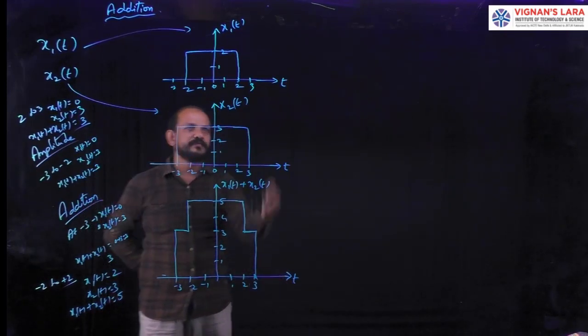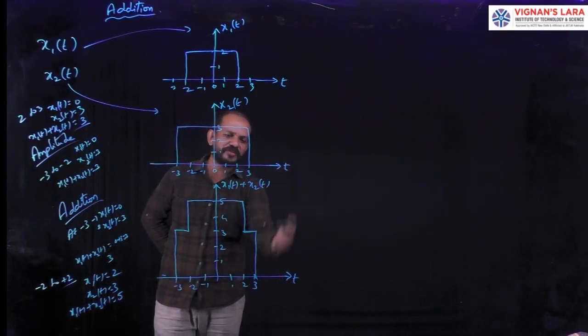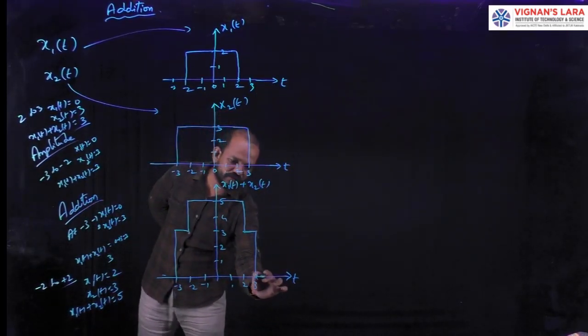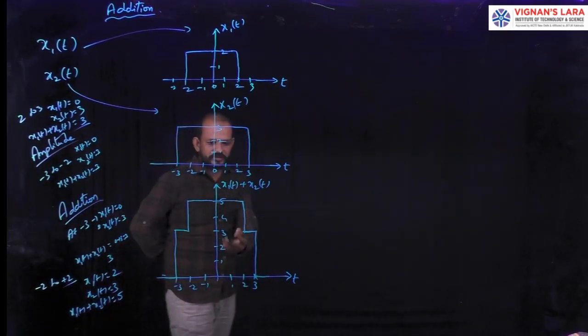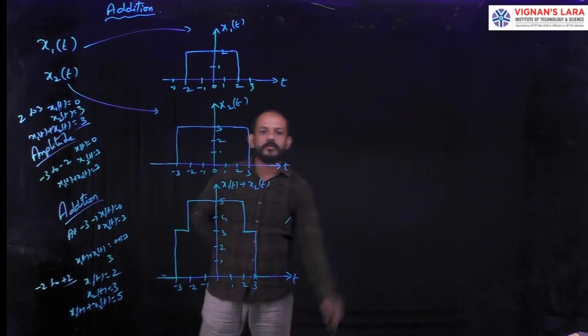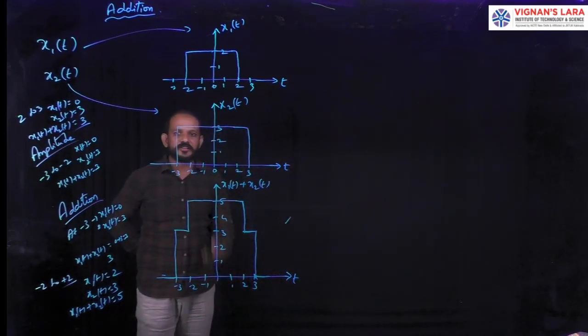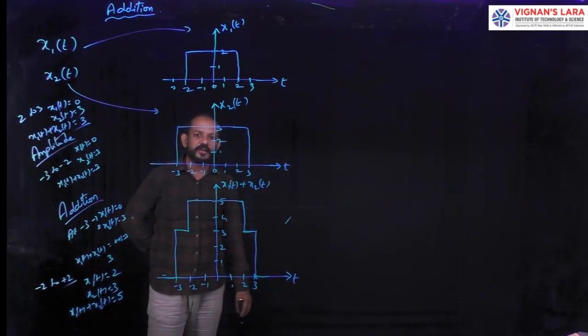So 2 to 3, its value is 3. After 3, here is 0, 0 plus 0 is 0. So after 3, it is all zeros. After 3 and less than minus 3 is 0. So this is how we will perform the addition operation.